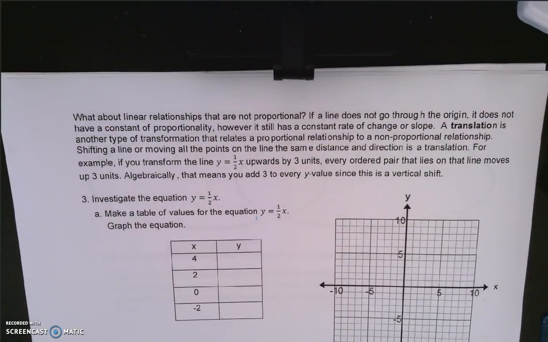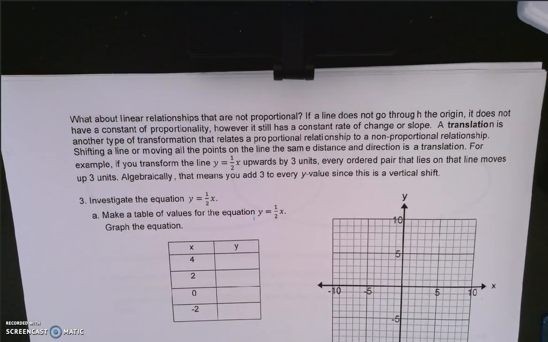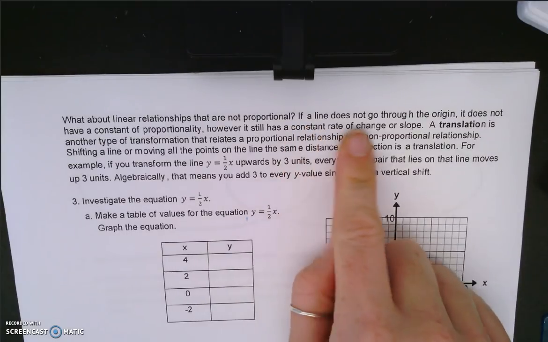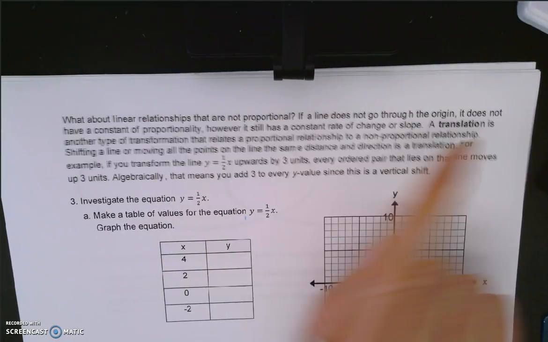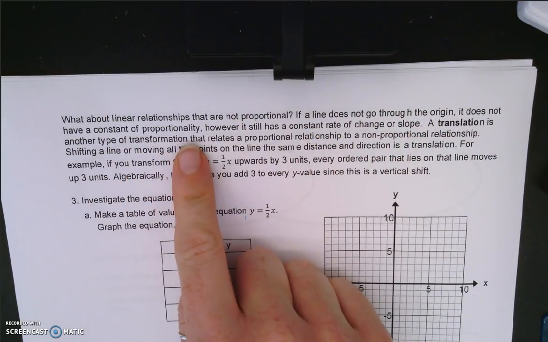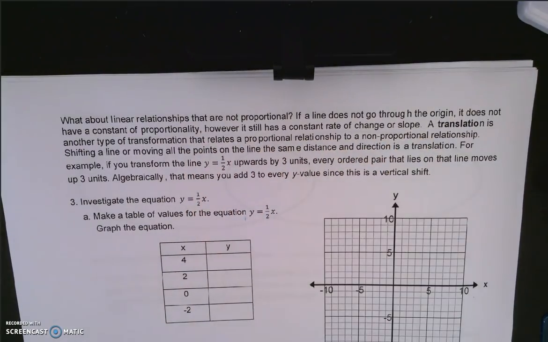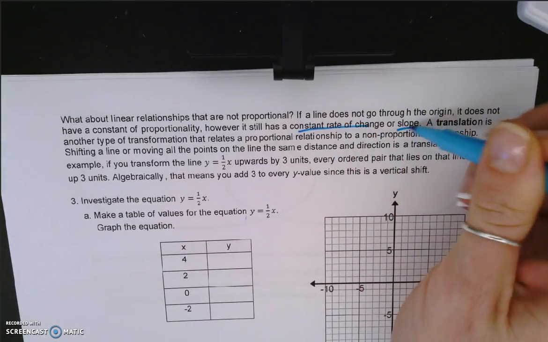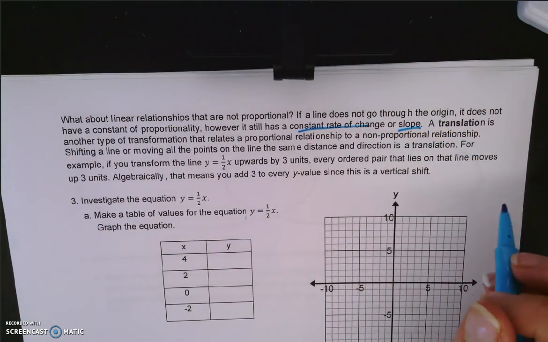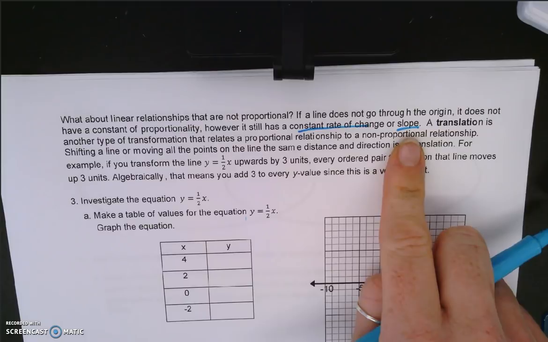What about linear relationships that are not proportional? This year we've been really investigating those types of relationships. If a line does not go through the origin, it does not have a constant proportionality. However, it still has a constant rate of change, or slope. Now remember, that's rise over run, or change in y over change in x. And you've learned how to calculate that from a graph with a right triangle and from two given points.